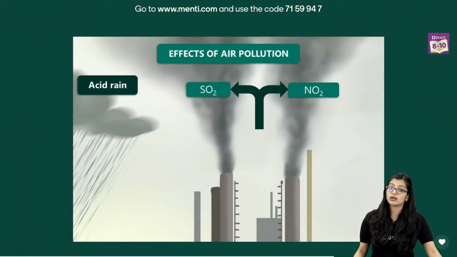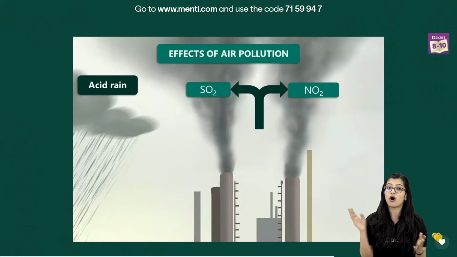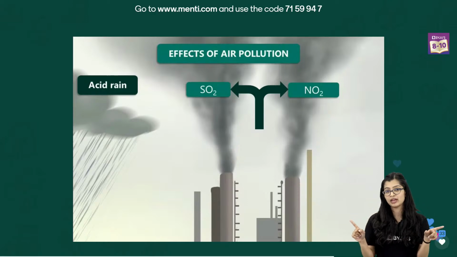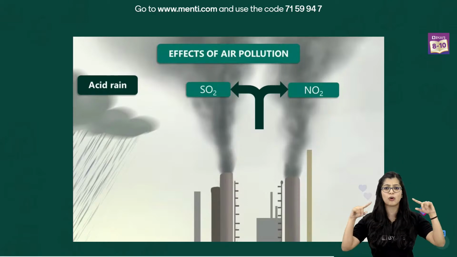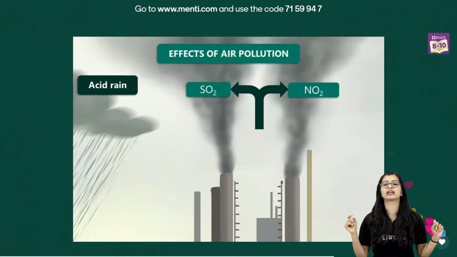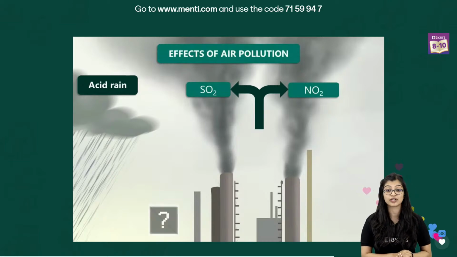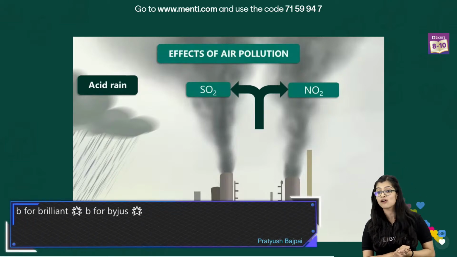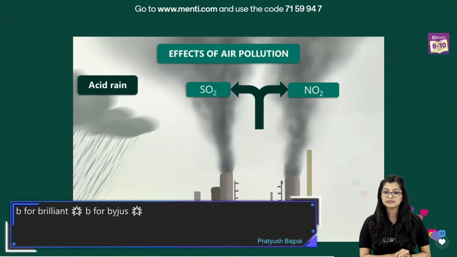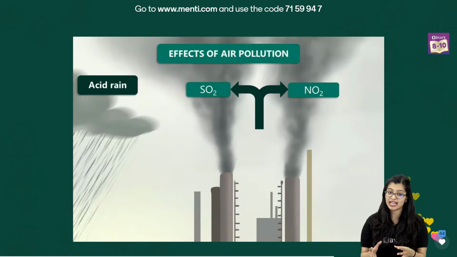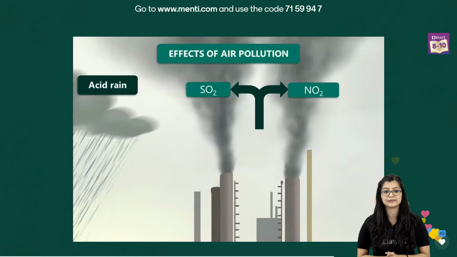Yes, we know that by burning of fossil fuels, oxides of nitrogen and sulfur are released into the atmosphere, right? And they will combine with the water to give what all acids? Very quickly tell me what would be produced when sulfur dioxide and nitrogen dioxide react. Yes, very good, Akshay. SO2 and NO2, right? Yes. So they will react and they will form what acid? Yes, sulfuric acid and nitric acid.